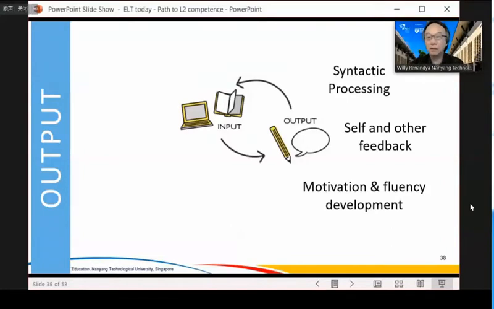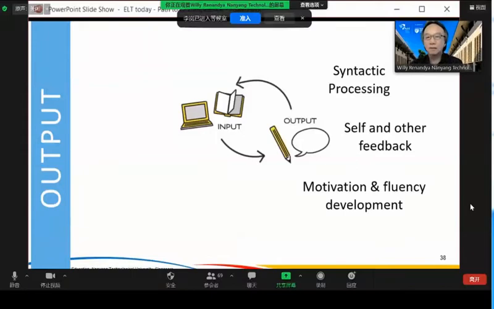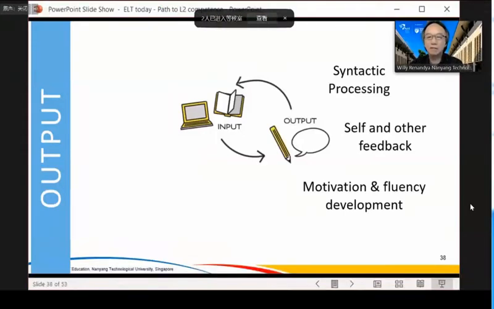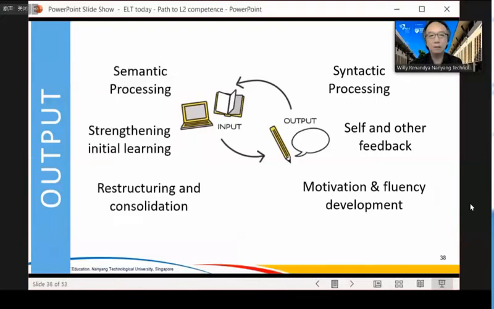Output is also very important for motivational purposes. You know, some students feel demotivated because they have never had a chance to use the language for some authentic purposes. Output is also good for fluency development. The ability to produce language easily, quickly, and with accuracy and with greater comprehension is possible when you provide students with a lot of output opportunities.